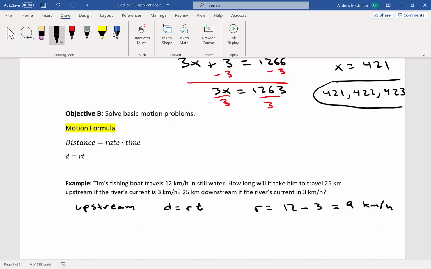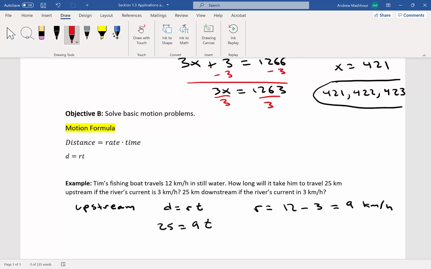Okay. Now, one other piece of information that we're given here is the distance. It's asking us how long will it take to travel 25 kilometers. So our distance here is 25. We have that equal to our rate, which is 9. And then t is what we're trying to solve for. We're trying to figure out how long this is going to take. So we want to solve for t.